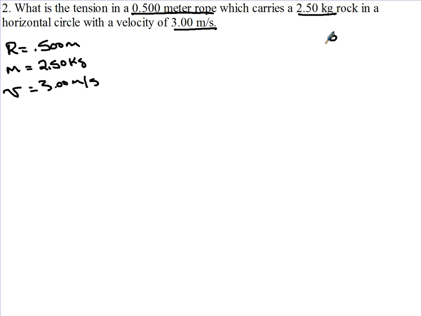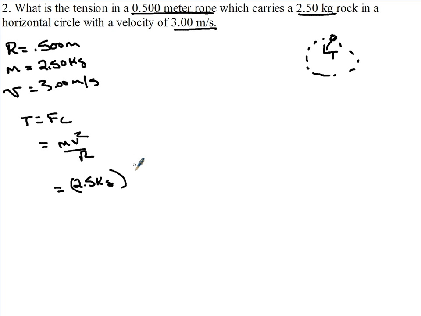So if I've got a rock moving around in a circle, the tension is what's pulling it to the center. So the tension is equal to Fc. So the tension has got to be mv squared divided by r. This one's pretty straightforward. I plug in the mass, 2.5 kilograms. The velocity is 3 meters per second, and that whole thing is squared. And this is going to be divided by a radius of 0.5 meters. If I multiply this out, I get 45 newtons.